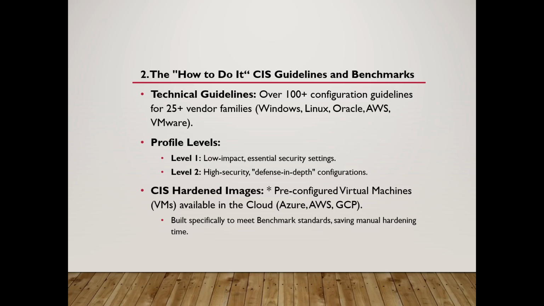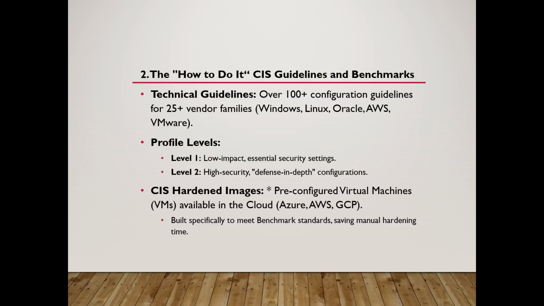The second one is how to do it. Now you know what to do, but how can you do it? CIS provides guidelines and benchmarks here. These are technical guidelines, over 100 configuration guidelines for 25 plus vendors and families that are widely used, like Windows, Linux, Oracle, AWS, VMware, etc. There are certain profile levels like level 1 and level 2.